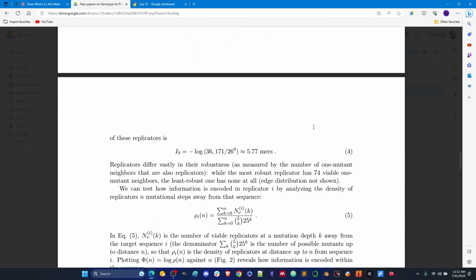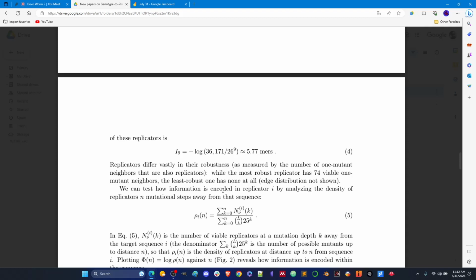We're using the same equation. Replicators differ vastly in their robustness, so replicators are sort of the vehicles for replication. They differ vastly as measured by the number of one mutant neighbors that are also replicators. Well, the most robust replicator has 74 viable one mutant neighbors, so they're using this network analysis to understand what the effective replicators are, because they're self-replicating. You can measure these sorts of lineages.